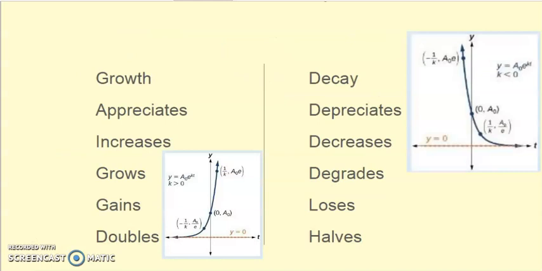Let's talk about some words that you'll see when they're talking about either growth or decay. So here's a picture of growth. It's also known as appreciates, increases, grows, gains, doubles. For decay, here's our picture. It depreciates, decreases, degrades, loses, halves.